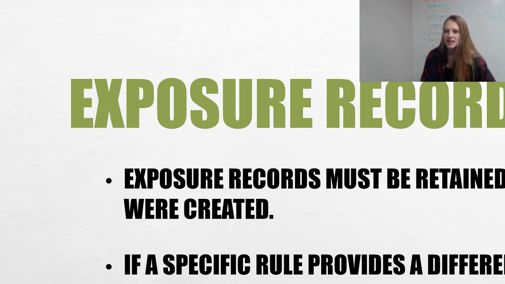Exposure records must be retained for 30 years from the date they were created. If a specific rule provides a different retention period, that retention period must be followed instead. For example, the arsenic rule requires that exposure records be retained for at least 40 years or for the duration of employment plus 20 years, whichever is longer.